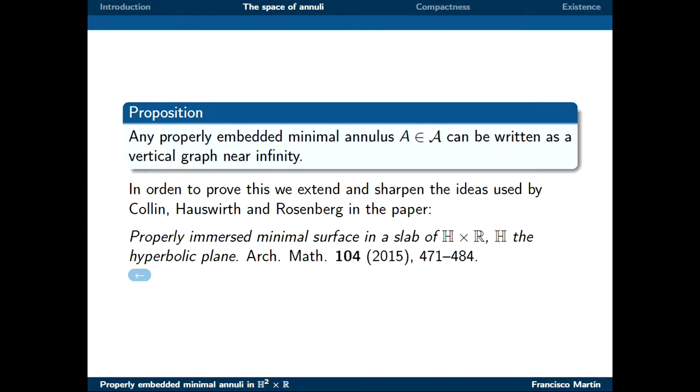So we realized that the argument can be modified in such a way that you only need that the boundary curve is a graph over the ideal boundary of H2 and some regularity, at least C2 alpha. Well, probably could be reduced to C1, but with C2 alpha you are safe.